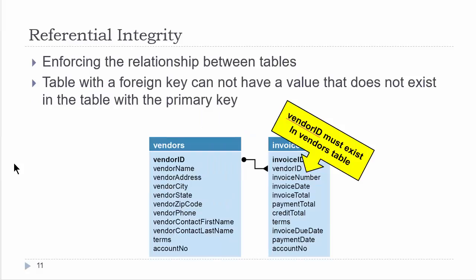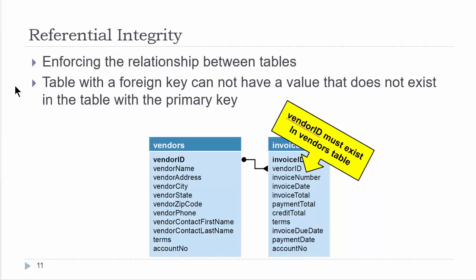In databases, we have this concept of referential integrity. Referential integrity is the enforcing of the relationships between the tables. And essentially what this is saying is that a table with a foreign key cannot have a value that does not exist in the table with the primary key.